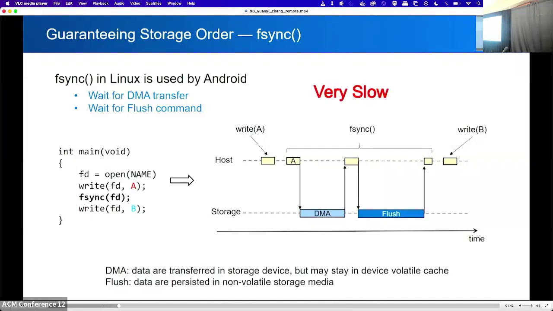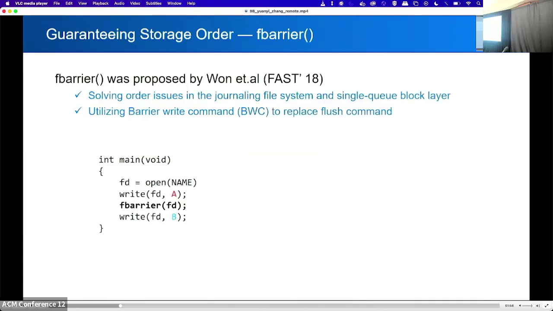However, fsync is too slow, so fbarrier was proposed, and it solves the order issues in the file system and block layer without waiting, and uses BWC to replace the flush command.